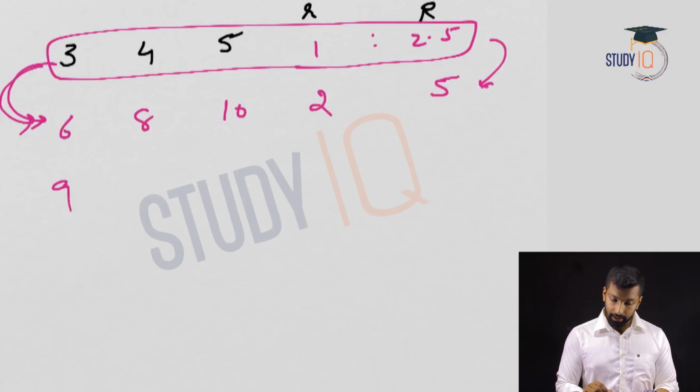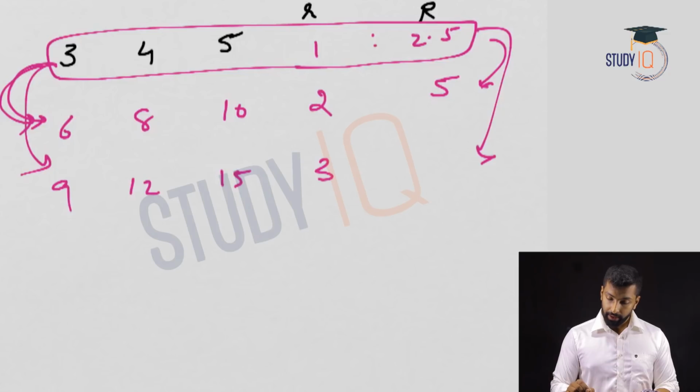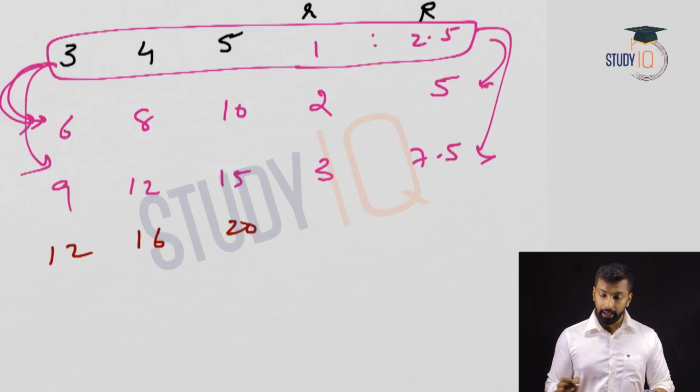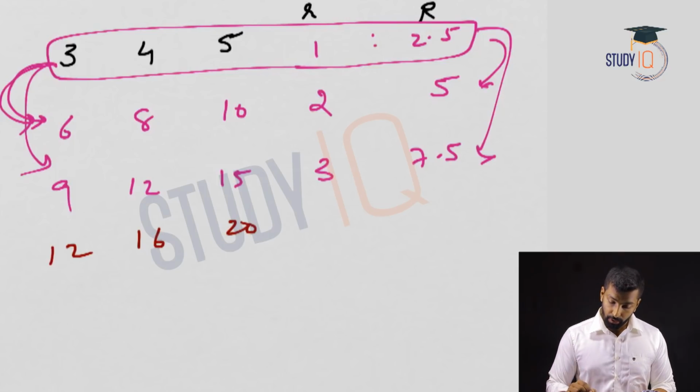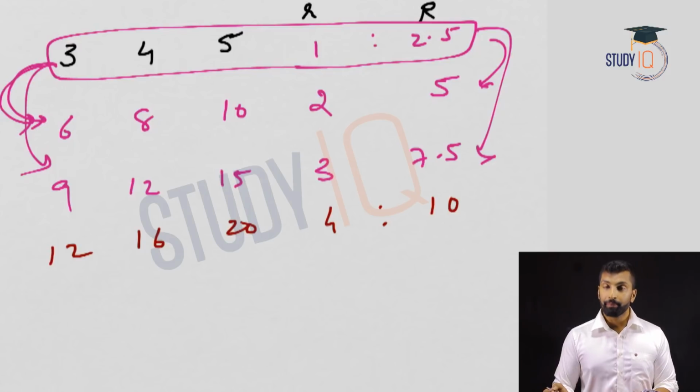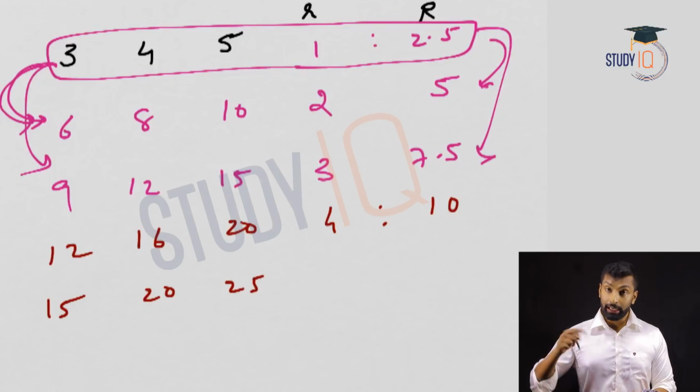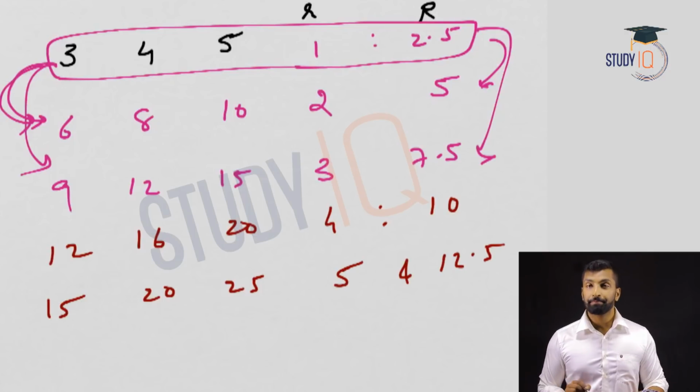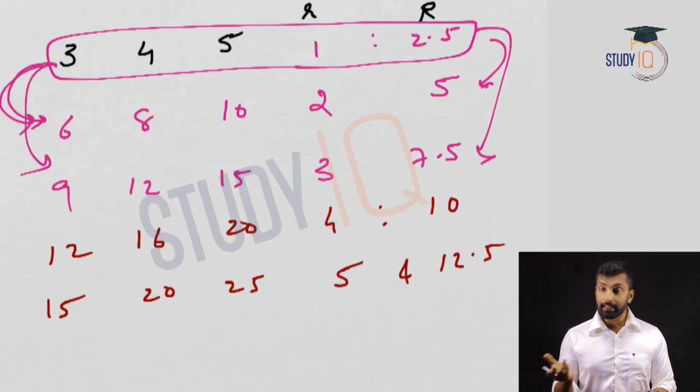So what about 9, 12 and 15? You need to multiply with 3, because here it is multiplied with 3. So 3 and 7.5. What about 12, 16, 20? Multiplying with 4, so 4 and 10. What about 15, 20, 25? Here you are multiplying with 5, so 5 and 12.5. So now onwards this ratio is enough for you.